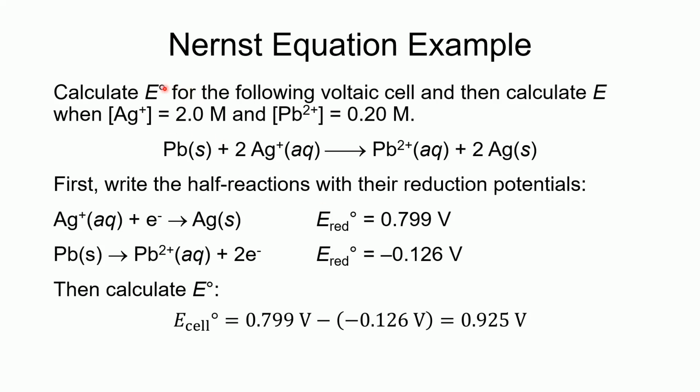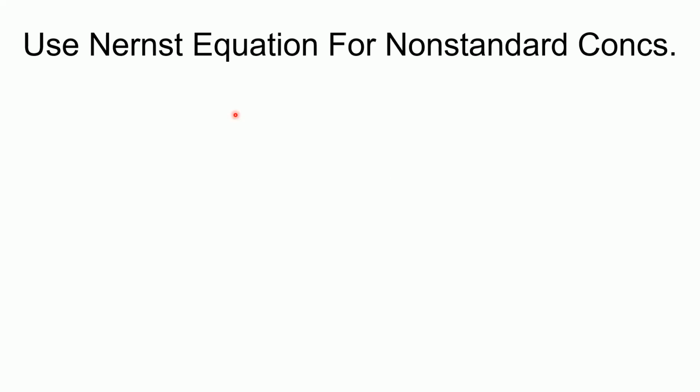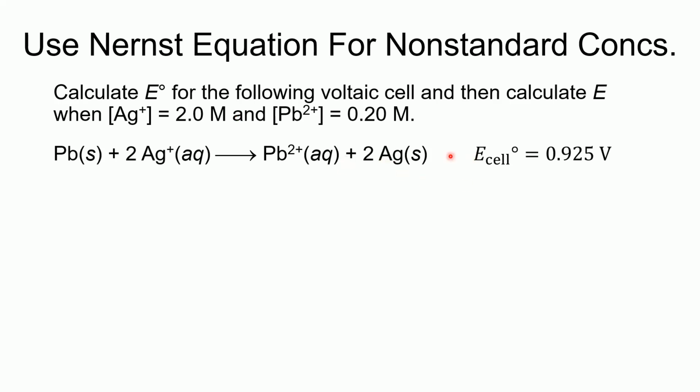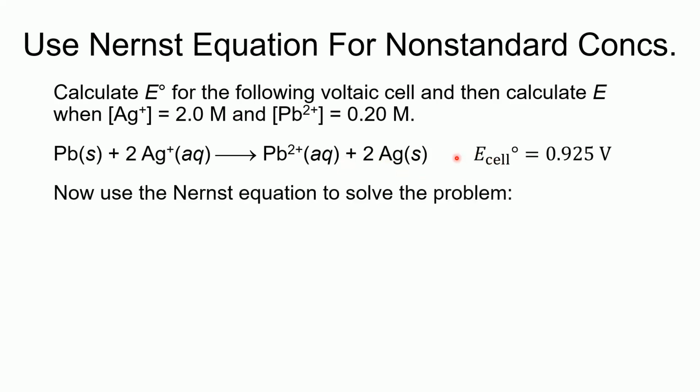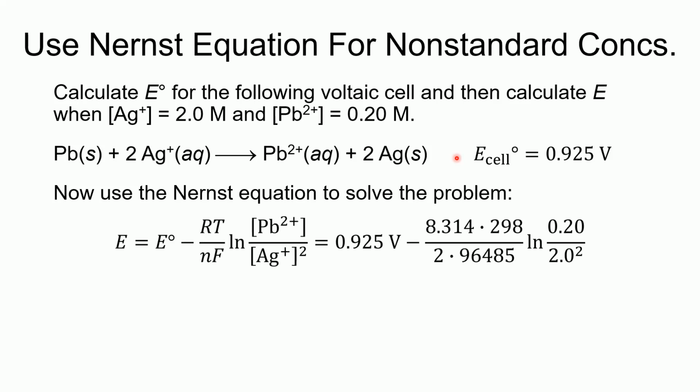All right, so we've got E cell standard, and now we need to determine what the E cell is going to be when we change it to these concentrations. So there is our E cell standard that we just calculated on the previous page. We're going to use our Nernst equation. Remember, Q has the same expression as K, but not necessarily at equilibrium. Our product is lead 2 ion, our reactant is silver ion, and so we'll have the concentration of lead 2 over the concentration of silver ion squared. And then we'll put in the E cell standard that we just calculated.